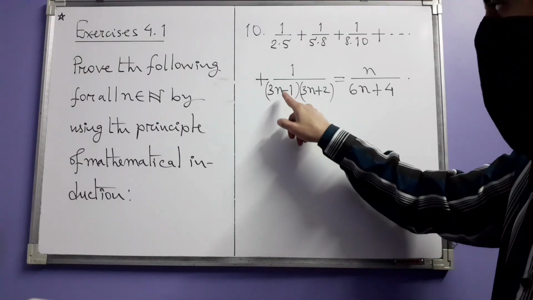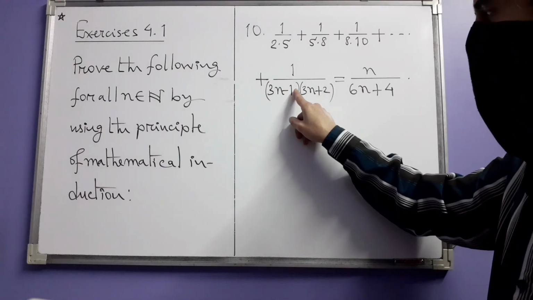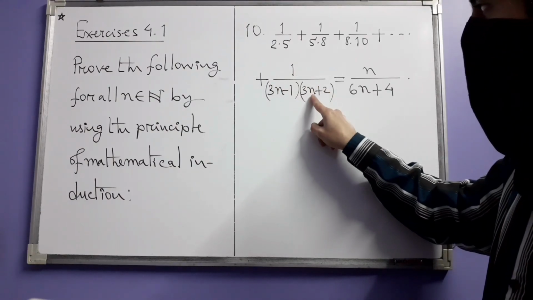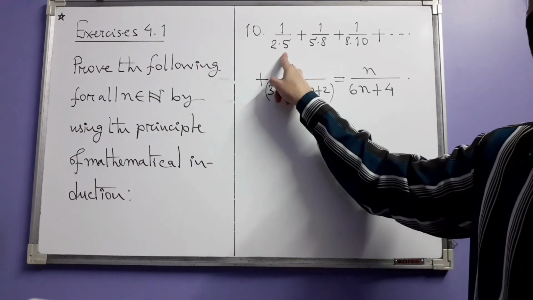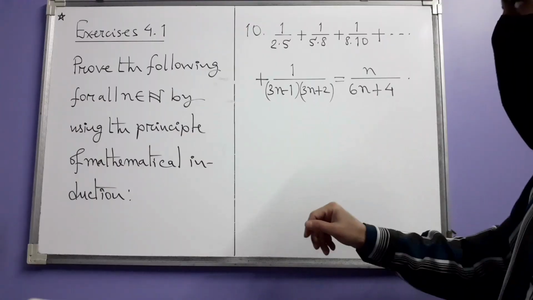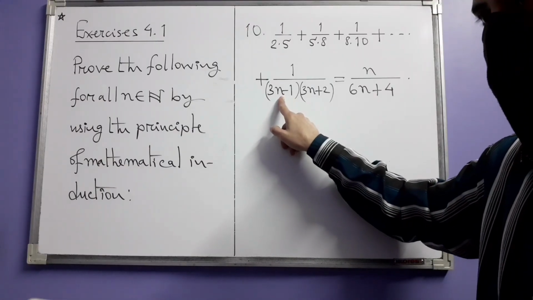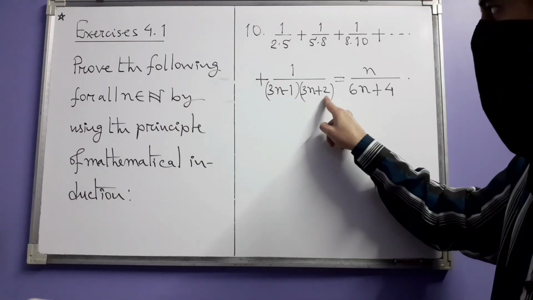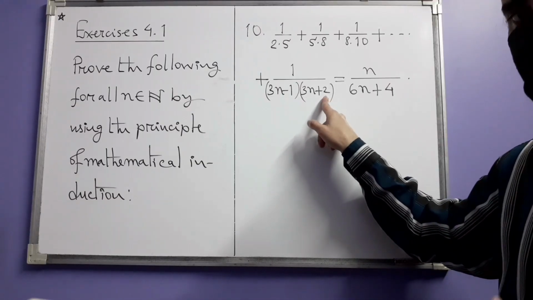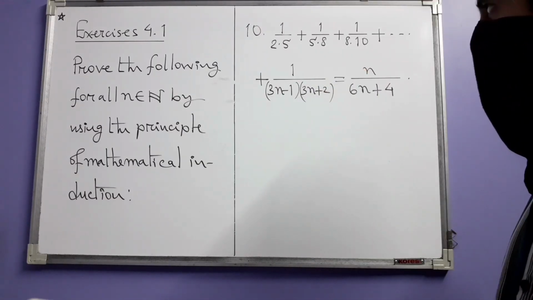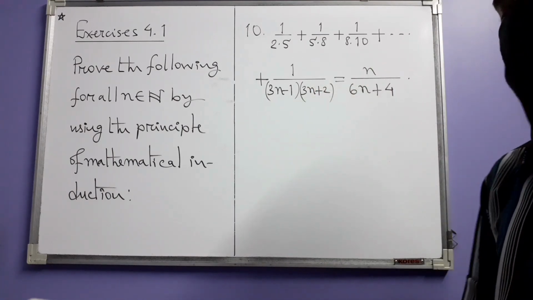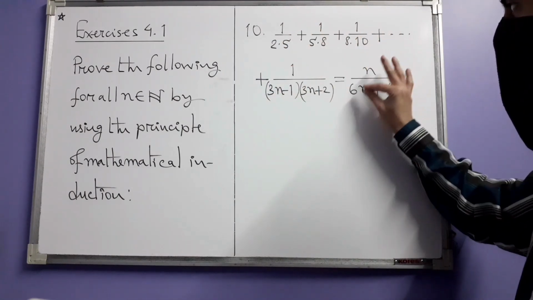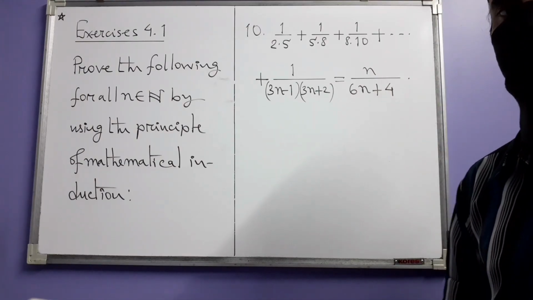To see that these numbers really are following this pattern, you can put some values and see. For example, if you put n equal to 1, here you are getting 3 minus 1, that means 2, and 3 times 1 plus 2 is 5, like that. Let's see another one. Say you put n equal to 2, then 3 times 2 minus 1 is 5, and 3 times 2 plus 2, that means 6 plus 2, that is 8. So that's how it goes. We have to prove that this series equals n divided by 6n plus 4.